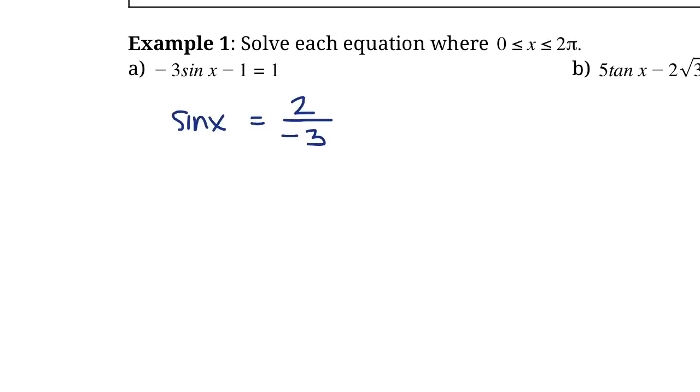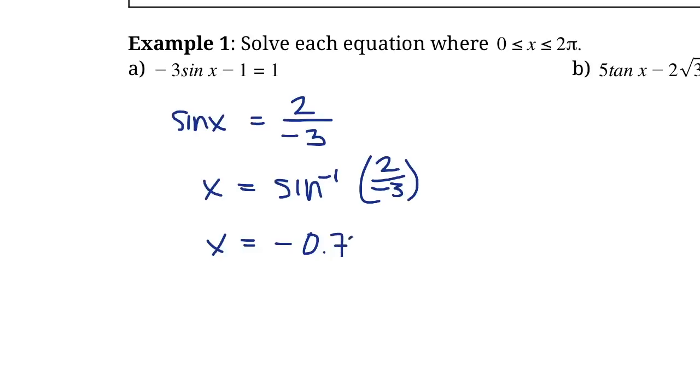Now, how do we solve for x? Well, this isn't one of our trig ratios that we can find the exact values for. So essentially, all we have to do is undo that sine x, we have to take the inverse sine. So x is going to equal sine inverse of 2 over negative 3. There we go. What do we do with this now? We can plug it into our calculator. And if I do that, I get x comes out to approximately negative 0.7297.